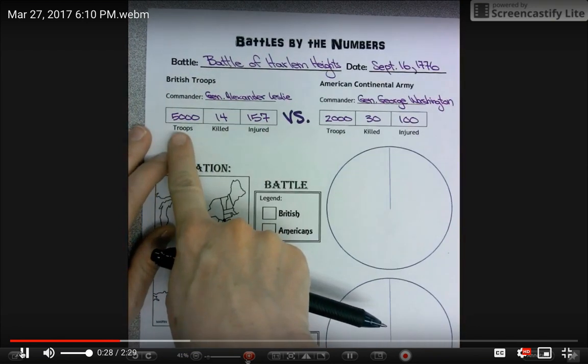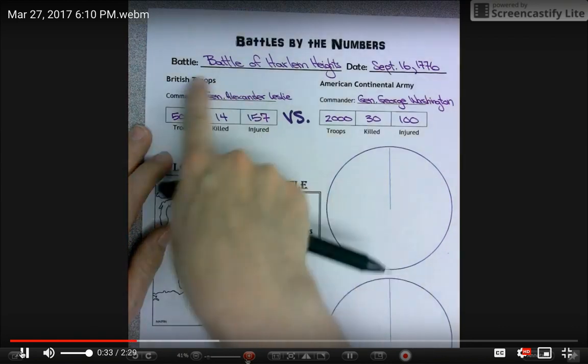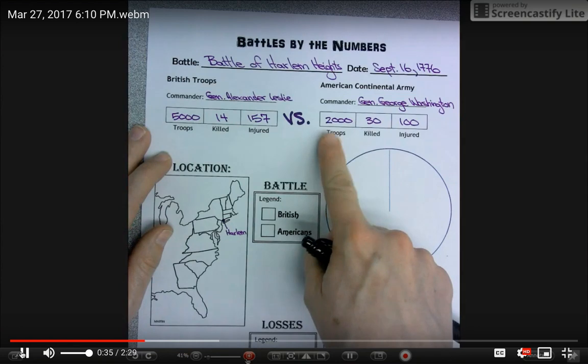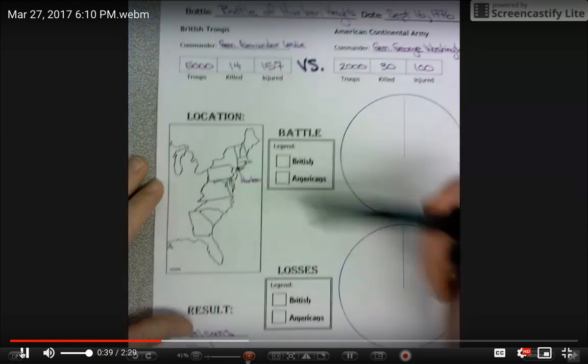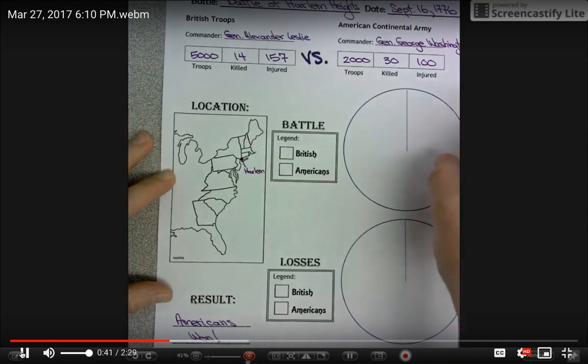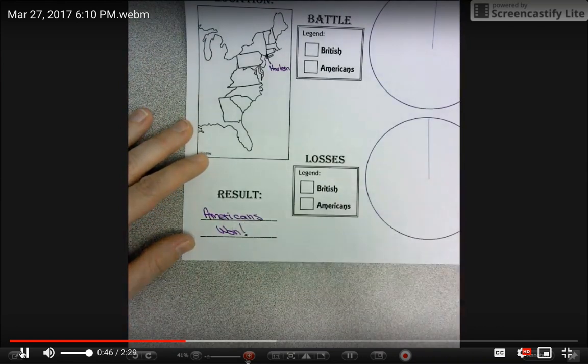So I have troops, the number of people killed, the number of people injured. This is all for the British. And then on the American side, I have troops, killed, injured. And I've done the location, which is in Harlem, New York. And then I've already also determined that the Americans won this battle.